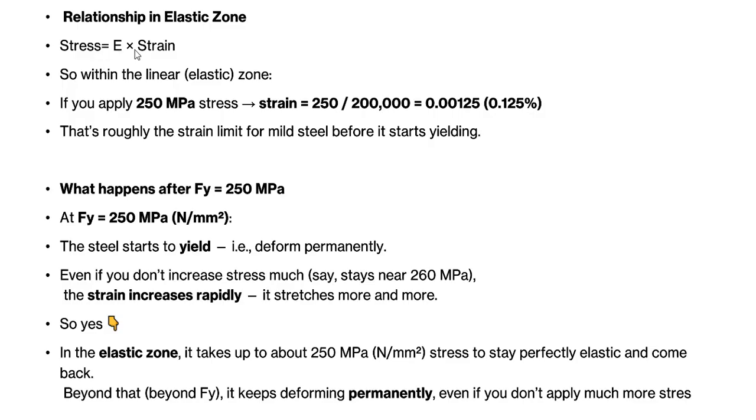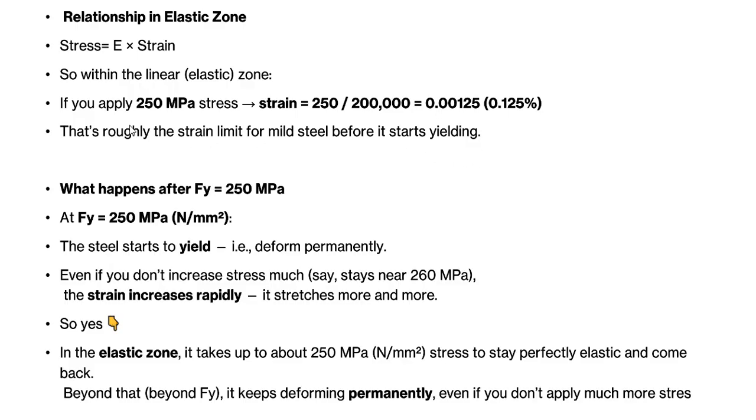Stress equals E into strain, or in other words, E equals stress by strain. So within the linear elastic zone, if you apply 250 MPa stress, strain is equal to 0.00125, that is 0.125%. This is roughly the strain limit for mild steel before it starts yielding.